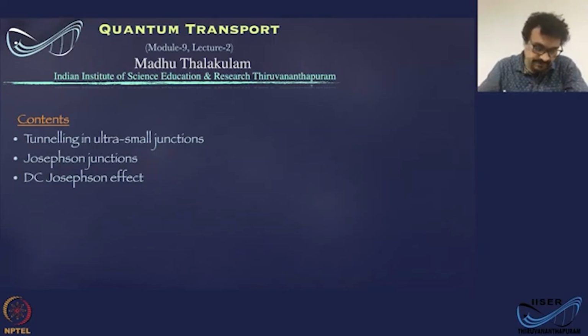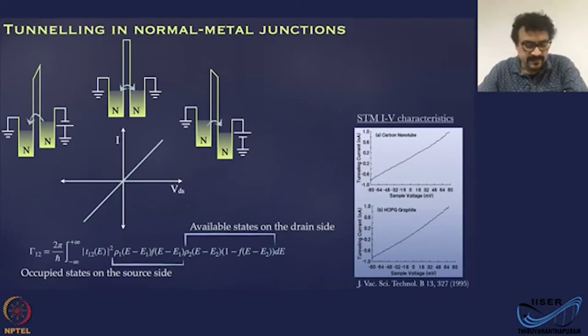So in this lecture, we will discuss tunneling in those ultra small junctions, the Josephson junctions, and the DC Josephson effect. Before we discuss the superconducting tunnel junctions, let's start with tunneling in normal metal tunnel junctions for completeness.